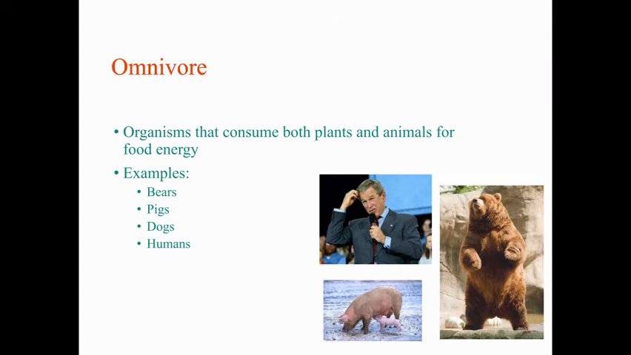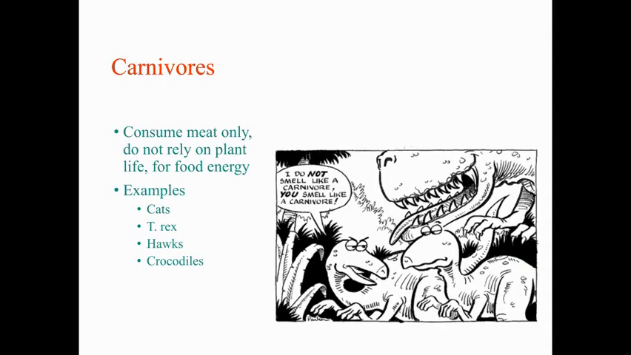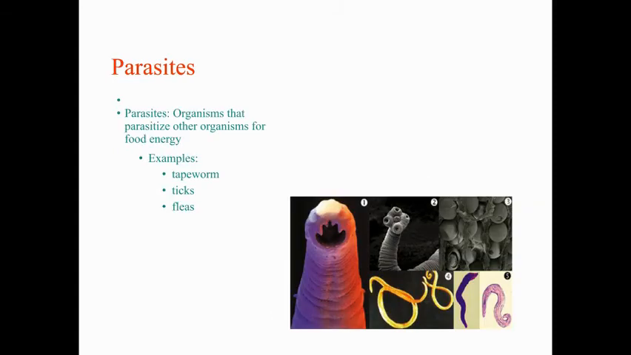An omnivore is an organism that eats both plants and animals for food energy. This includes bears, pigs, dogs, and humans. Carnivores consume meat only. They do not rely on plant life for food energy. This would include cats, Tyrannosaurus rexes, hawks, and crocodiles.